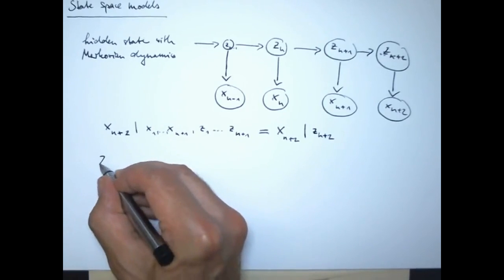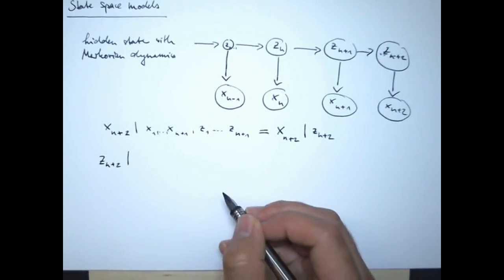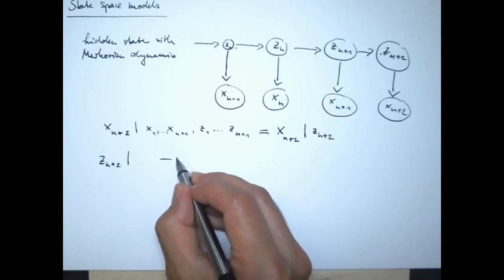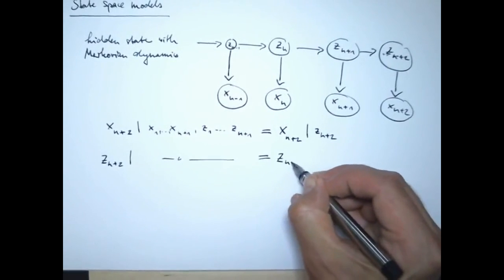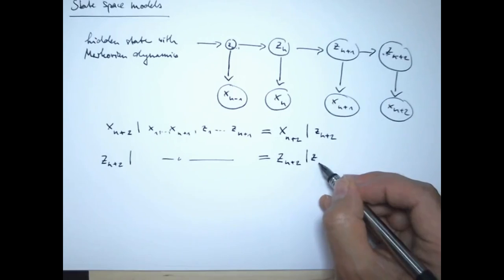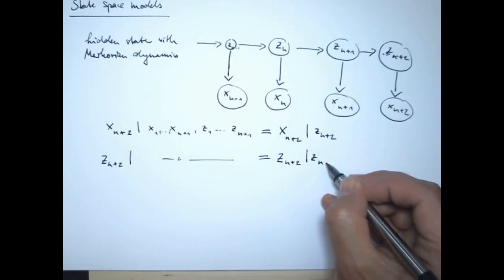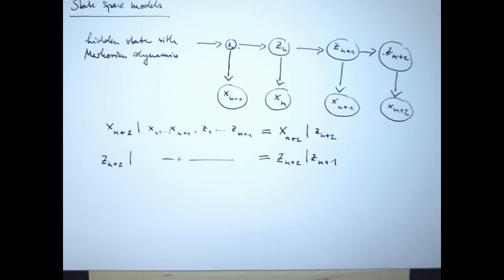And secondly, we have that zn plus 2. Now I can condition on the same thing as above, but really the only thing that matters is the preceding hidden state. And this makes for huge simplifications.